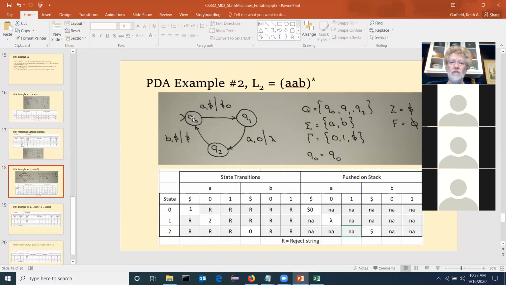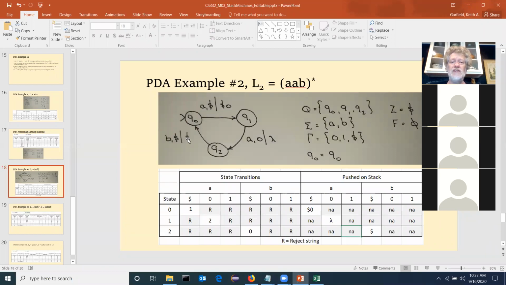It is not always trivial to convince yourself that you've found all the ways that the string can be rejected and taken them into account. If I only had one state here, and I did these: A with $, push $0 on the stack; A with 0, take one off the stack; B with $, keep the $ sign on the stack.